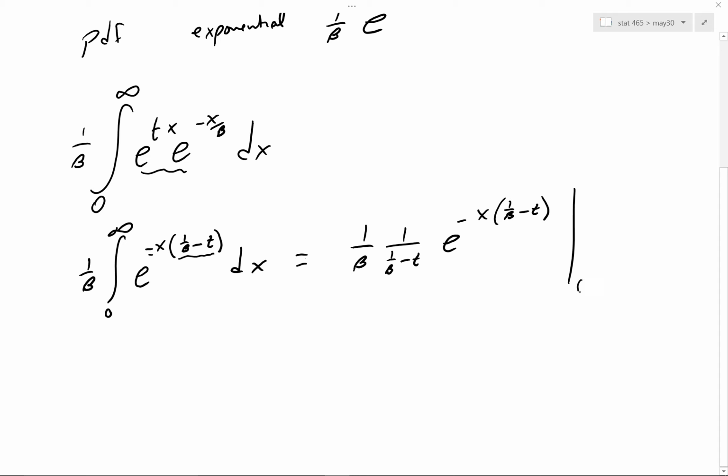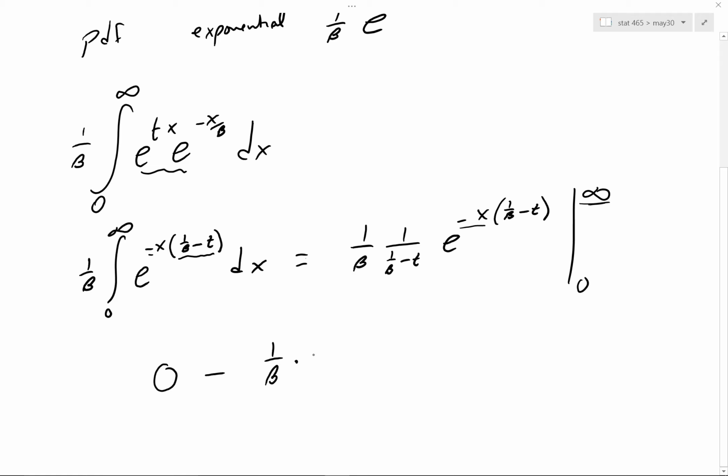Now, it's important that we integrate this from 0 to infinity. So what happens at infinity? Well, at infinity, of course, this is going to be e to the negative infinity, so it's going to be 0. So we just wave our hands at that. It's going to be 0 on the top end, minus, if you put a 0 in for x, you just get 0 for the numerator up here on top. So e to the 0 is 1, so you get this thing here.